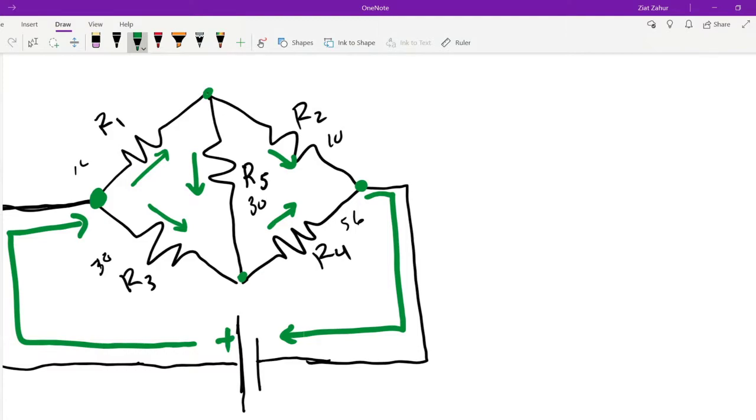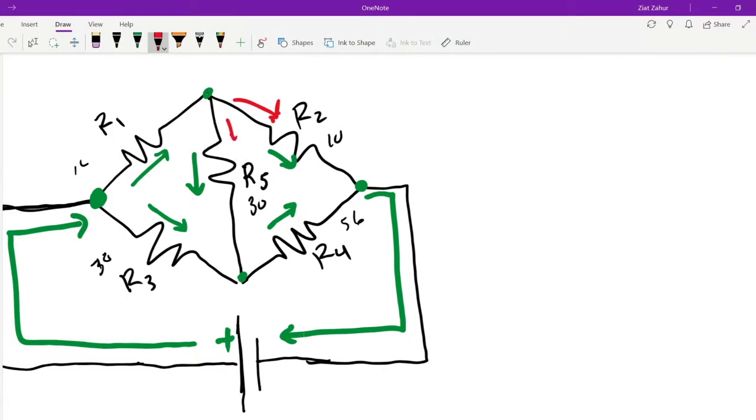It could be the other way too. Well, let's see. Why could it be the other way? We have 10 here, and so more current wants to go through the 10. But once you get to here, there's a 10 and a 30 option. So more current will go through here instead of going downwards. So less is going down.